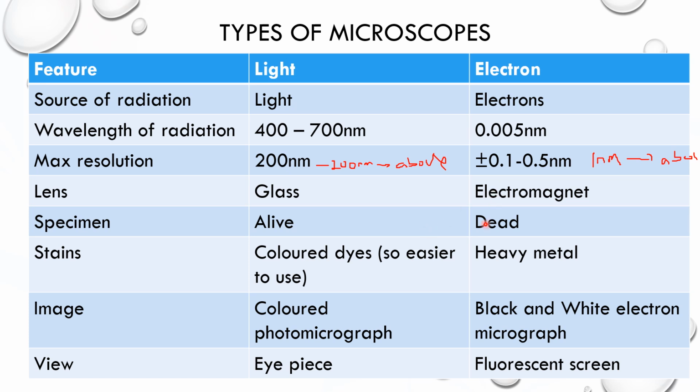Why? Electrons can only travel through a vacuum. A live specimen has water and air, and water and air scatter electron beams. If you remove water and air, the specimen becomes dead. Now see the type of stain: colored for light, heavy metal for electron. The image from light is a colored photomicrograph, while the electron image is black and white. So there's a lot. All right, let's go, guys.